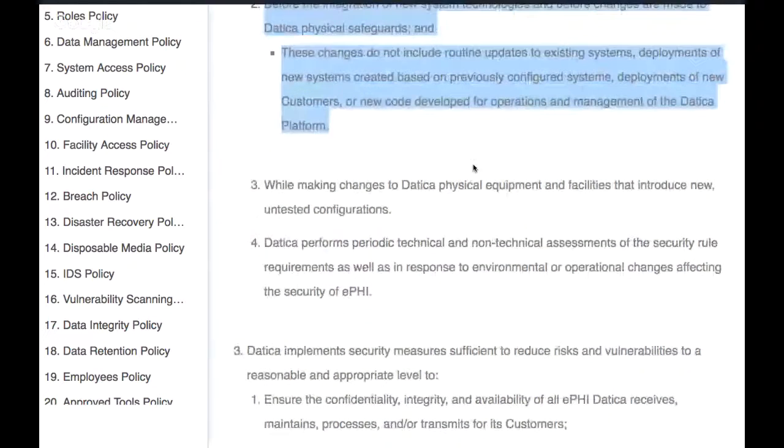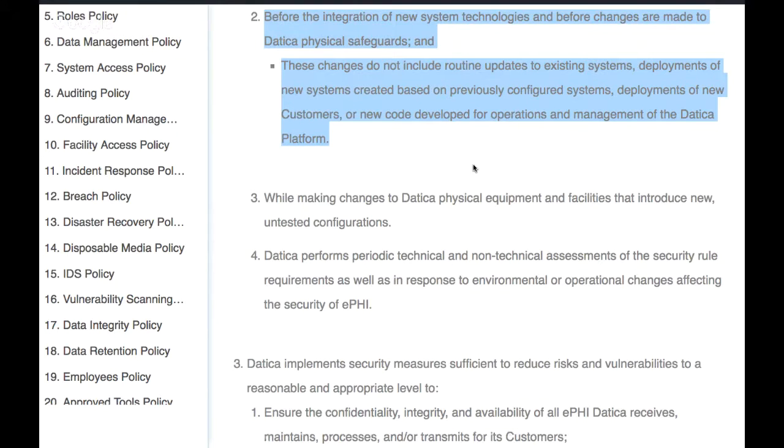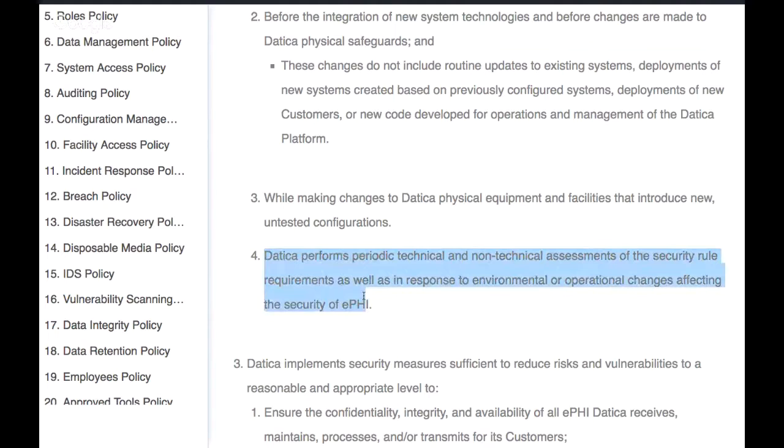Okay, this looks like a repeat. This is physical equipment. So even when there are physical equipment changes, it's done. And when there are software changes, then risk assessment is done at that time also. And the fourth point is Datica performs periodic technical and non-technical assessments of the security rule requirements, as well as in response to environmental or operational changes affecting the security of EPHI.